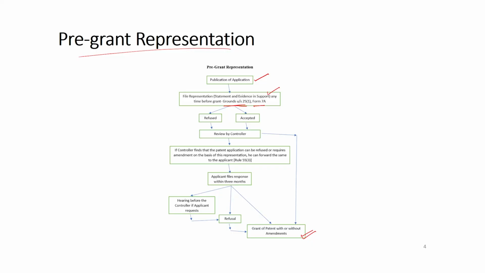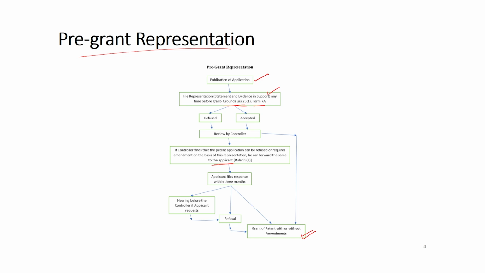That's a simple case. I filed opposition, you have merit in your invention, you have merit in your application. Controller, after reviewing your invention, your application and my opposition, may finally decide who wins, and accordingly a decision for grant of patent will be taken. That's not a difficult case. The difficult case is the proceedings will go ahead if the controller finds that the patent application can be refused or requires amendment on the basis of my opposition. If the controller decides that there is some merit in the opposition, then he will forward the same to the applicant.